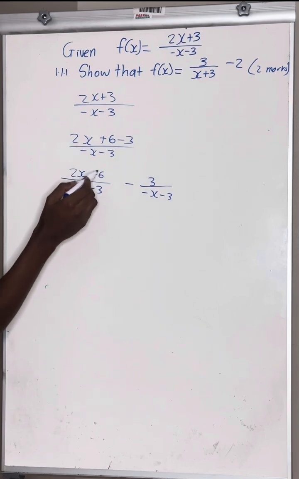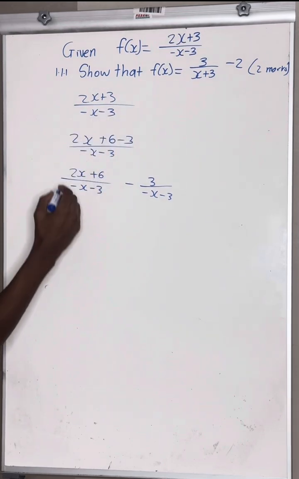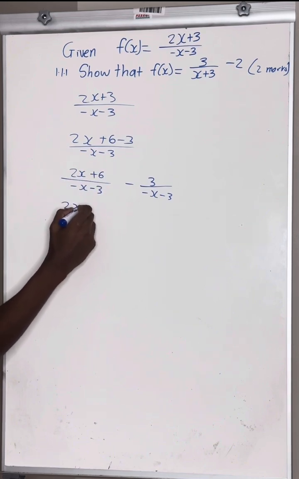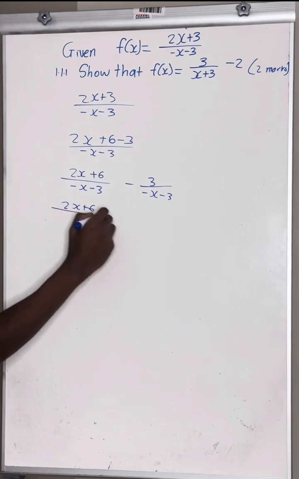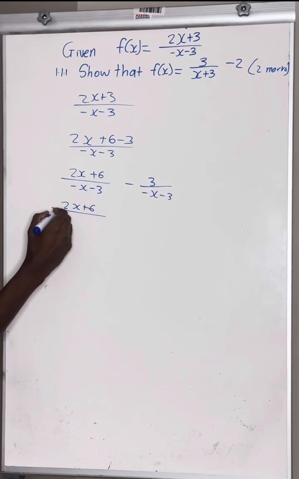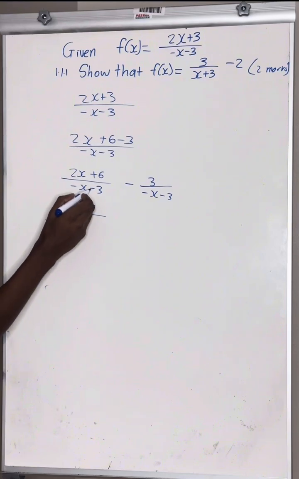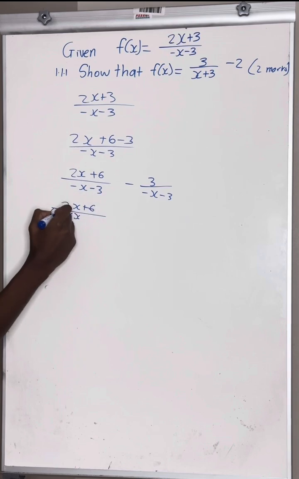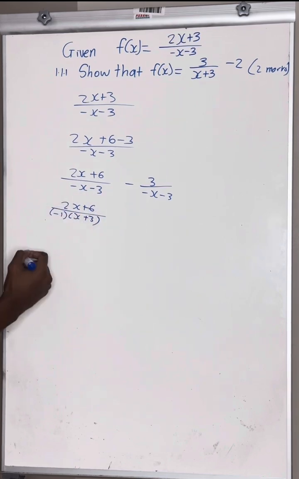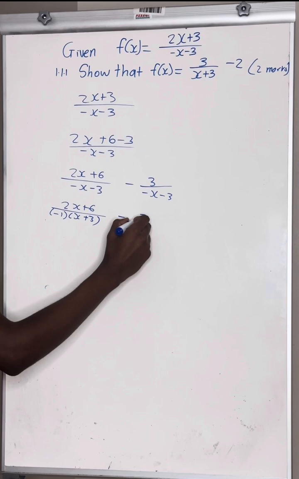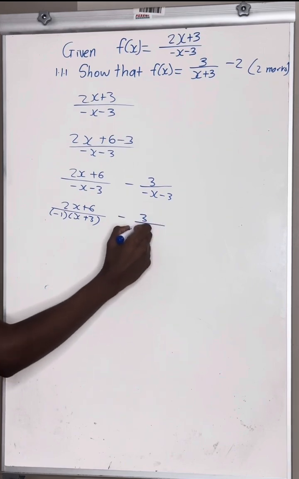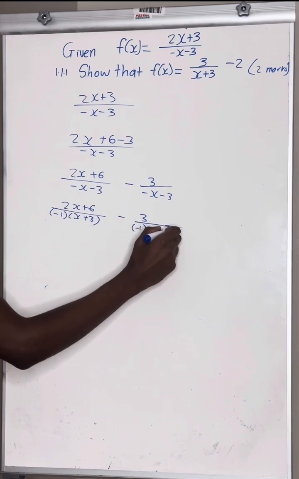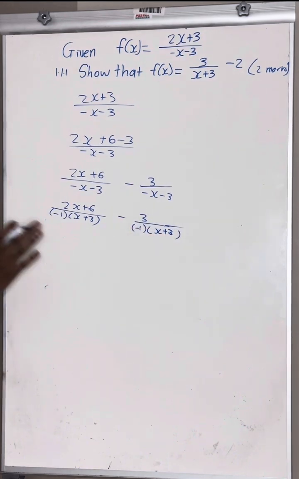So remember, we're trying to change this negative x minus 3 into x plus 3. So let's deal with this side first. It's going to be 2x plus 6 all over, we have to factor out negative 1. Okay? And then when we factor out negative 1, it's going to be a positive x. And then negative 3 divided by negative 1 is going to be a positive 3. And then minus 3 all over, factor out negative 1 again, negative 1 into x plus 3. Okay, so we're getting closer to the answer.